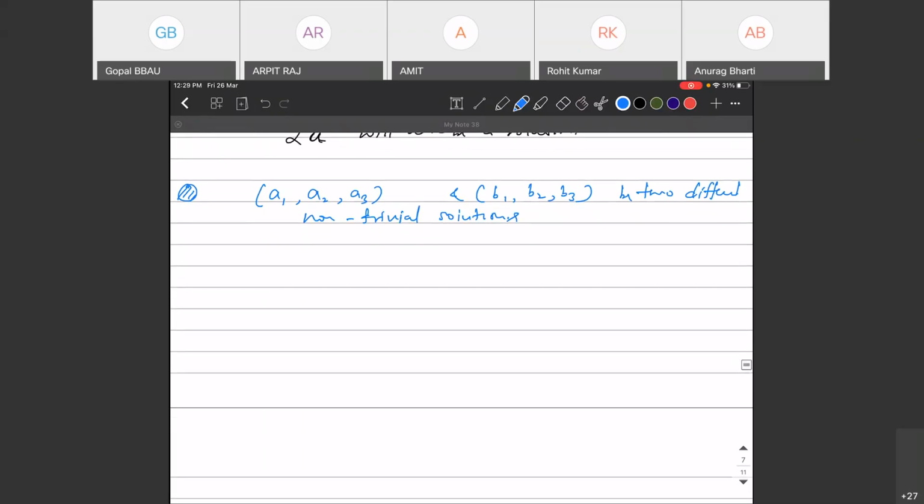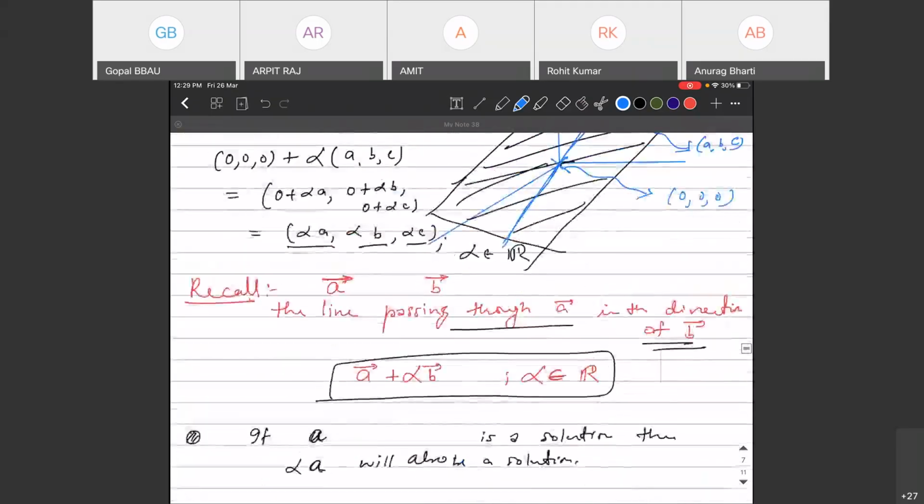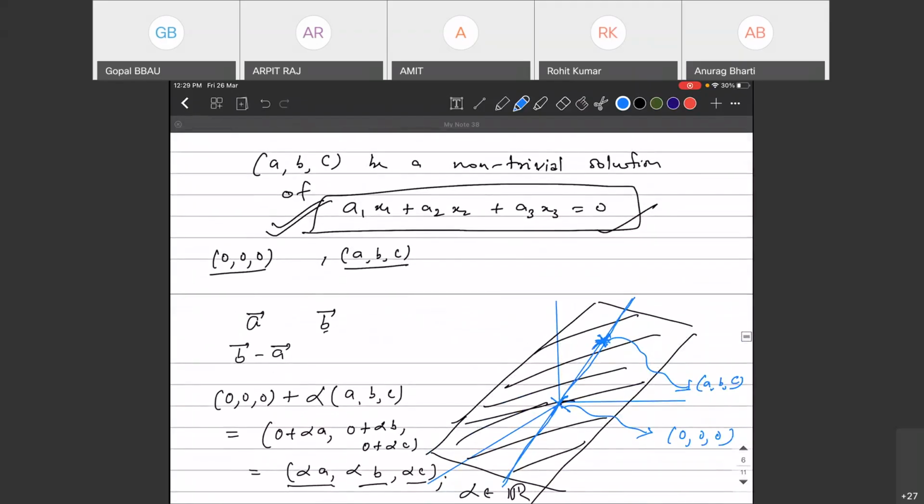Then let's see what happens to A1, A2, A3 plus B1, B2, B3. So whether this will be a solution or not. Here the sum is defined as A1 plus B1, A2 plus B2, A3 plus B3. And it is easy to see, just replace these x.